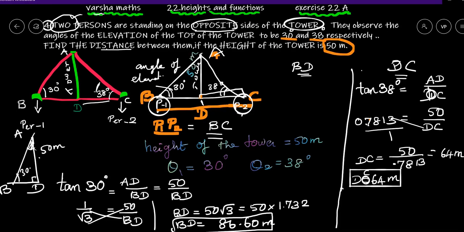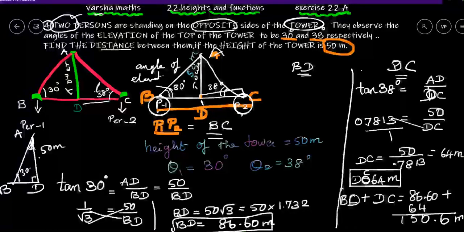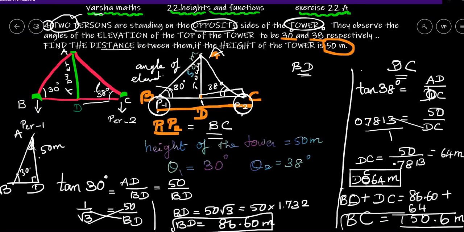For that we have to add BD plus DC. That is 86.60 plus 64. After adding we get 150.6 meters. So this is our final distance BC. The distance between the two persons is 150.6 meters.